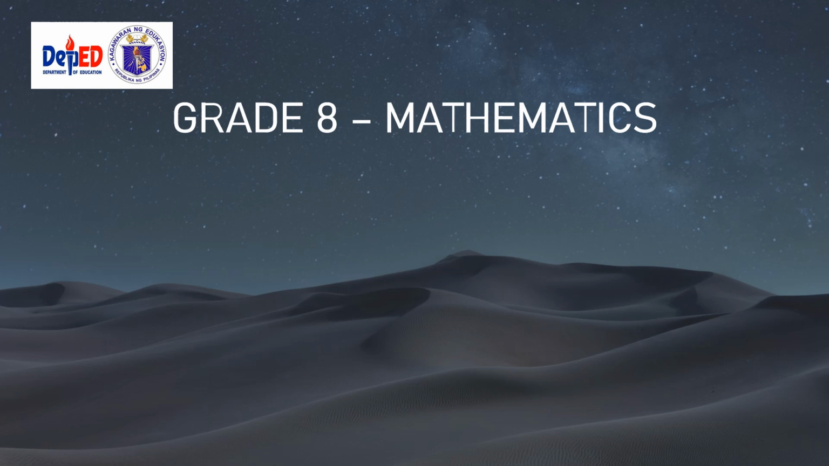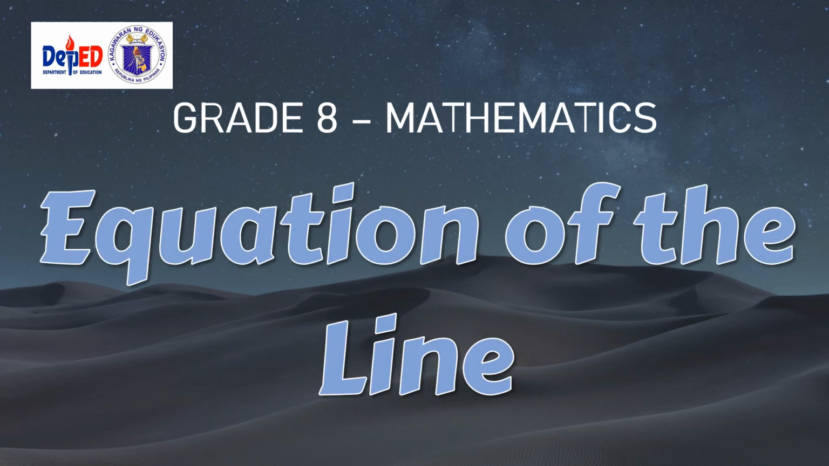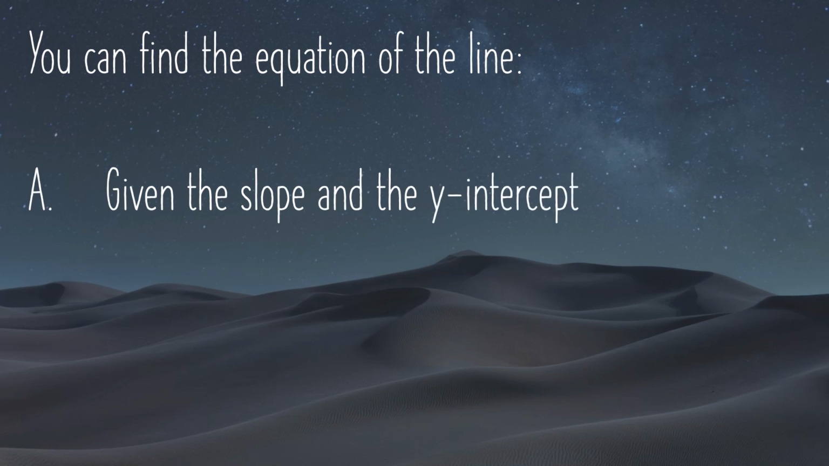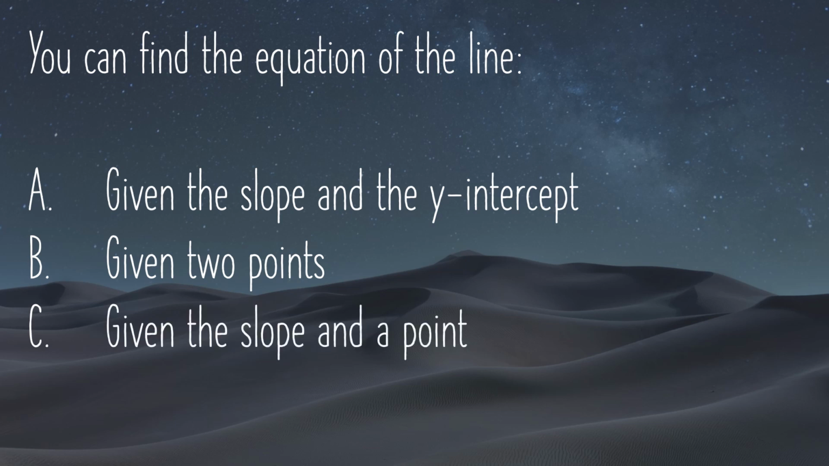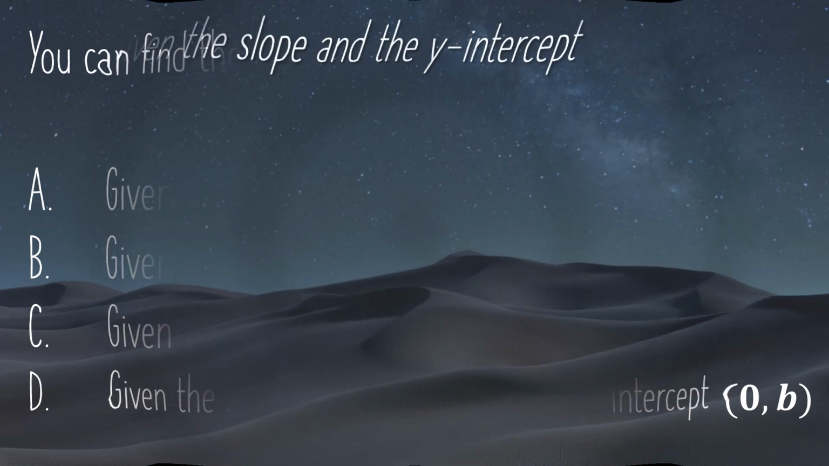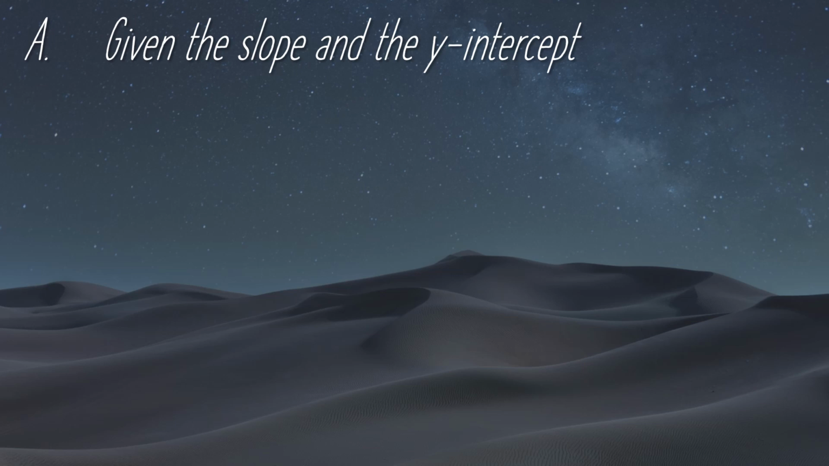So in this video tutorial about grade 8 mathematics, we will talk about the equation of the line. You can find the equation of the line, first given the slope and the y-intercept, second given 2 points, third given the slope and a point, and last is given the x and y intercepts. So let's have first given the slope and the y-intercept.